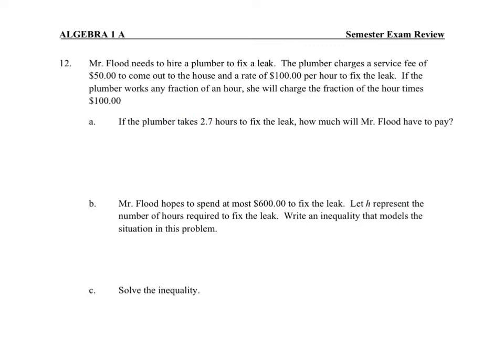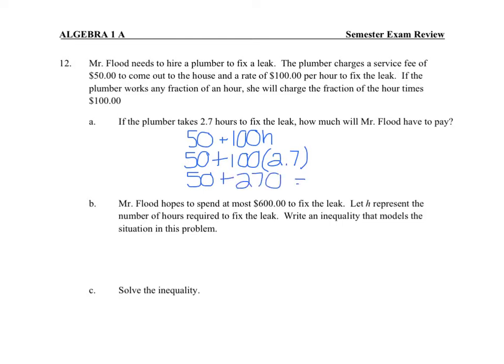So let's create kind of an equation. We know that it's going to cost $50 to come out to the house, so we're going to have our starting amount of $50. Then we know that it's going to cost $100 for every hour or fraction of the hour to fix the leak. So we know that $50 plus $100 times the amount of hours. And if the plumber takes 2.7 hours, we can multiply 100 by 2.7. So what we're going to have is 50 plus 270, and that's going to equal $320.